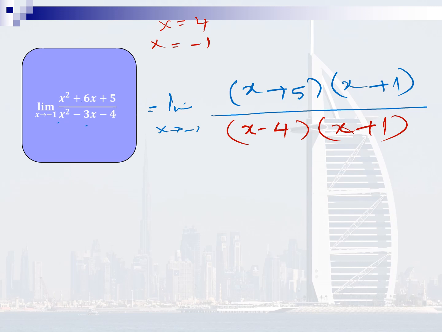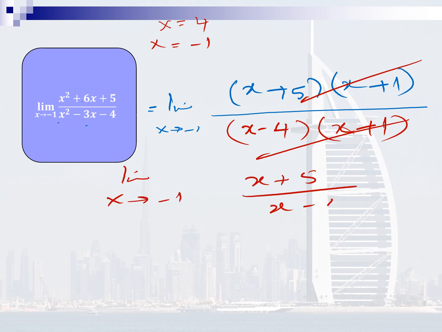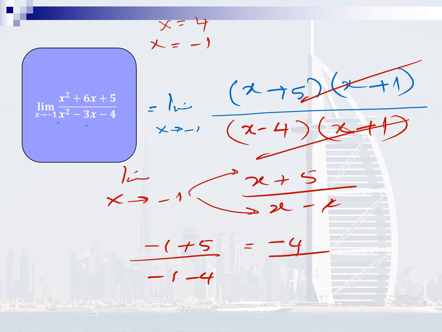Now let's check. Can we cancel something? Yes, x plus 1 cancels. What is left? We have to write it down one more time. Now apply the limit. Wherever we have the x, we replace by negative 1. So negative 1 plus 5, negative 1 minus 4. So I will get 4 over negative 5. So negative 4 over 5 is my answer.